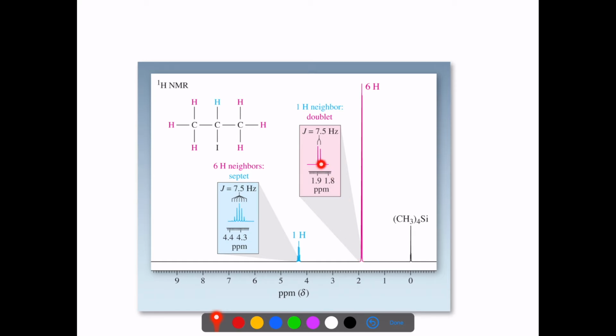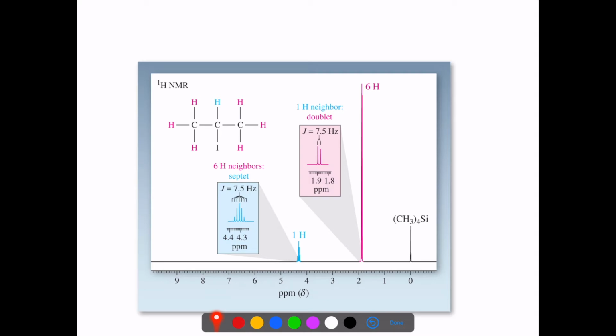Notice it's split into a doublet. Why? It has 1 non-equivalent neighbor. So it's a doublet. This 1 blue hydrogen absorbs pretty far downfield, so you can see here between 4.2 and 4.4. Why? This iodine is de-shielding it, so it comes into resonance further downfield. It has 6 non-equivalent neighbors, so it has 7 peaks that show up. Remember, the 2 that you can't see are really hard to see, little nubs. But if you count them up, there's a total of 7.